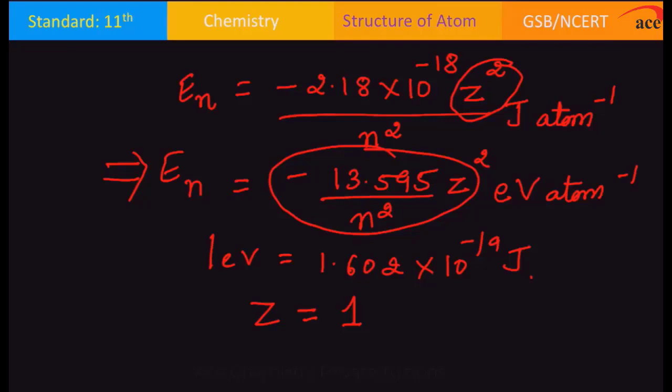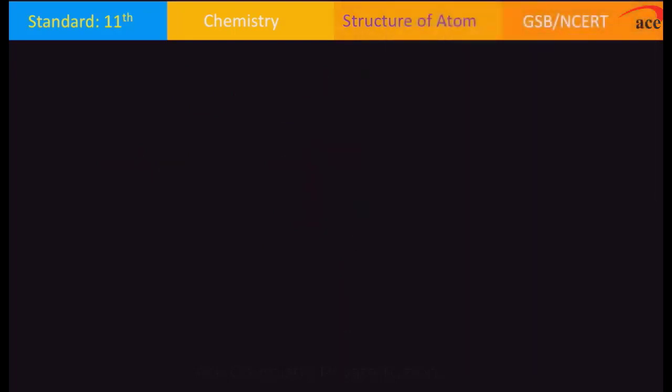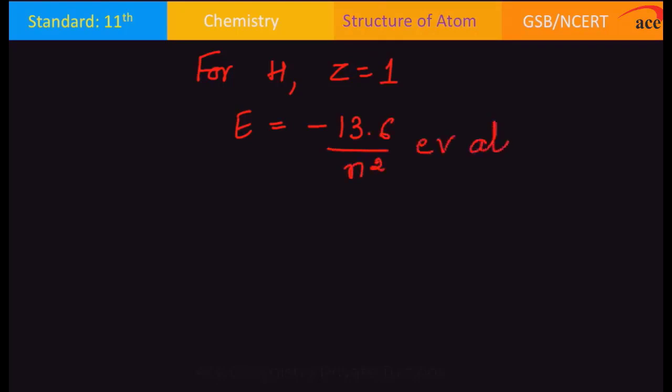Okay, so now what are we going to do next? Can I take 13.595 as 13.6? Yes. So now we proceed with the calculation of minus 13.6. Okay, so let's check. We know for hydrogen Z is 1. So the formula will be minus 13.6 upon n square eV, that is electron volt.